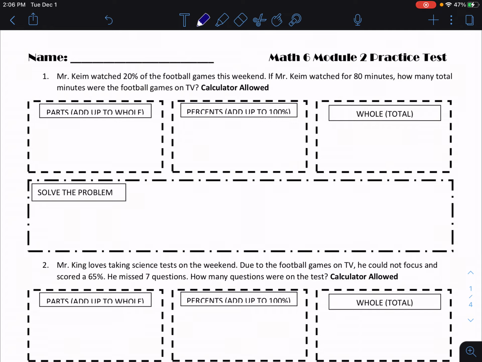So number 1 says, Mr. Keim watched 20% of the football games this weekend. If Mr. Keim watched for 80 minutes, how many total minutes were the football games on TV? The first thing I have to figure out is what my two parts are. My two parts are the amount of minutes that he watched football and what he did not watch, because if he didn't watch all of it, there's some things that he didn't watch. So I have watched and not watched.